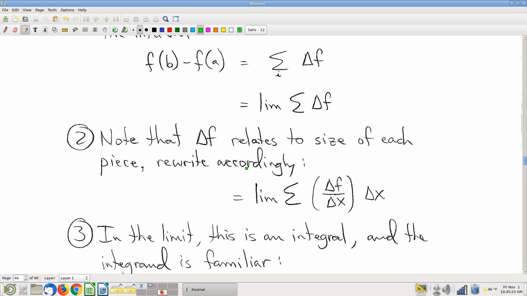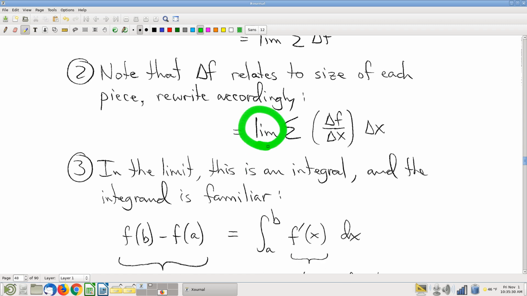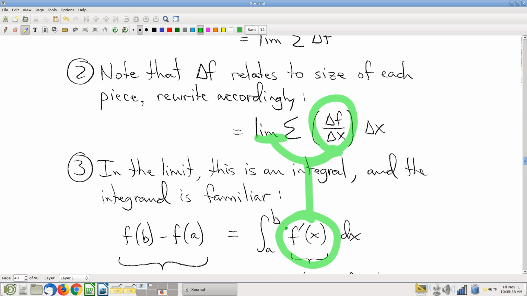And here's another place where I'm going to sweep rigor under the rug, and it's fine, and don't worry about it. It's not what this course is about. But you can take this limit and pass it inside the summation. And the limit of delta f over delta x, of course, is f prime.